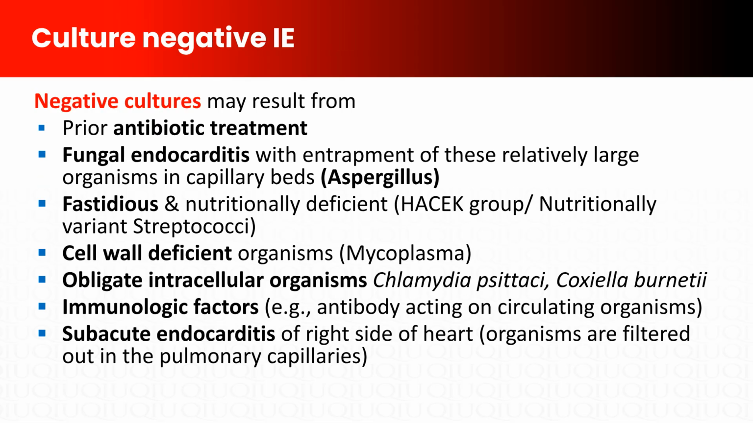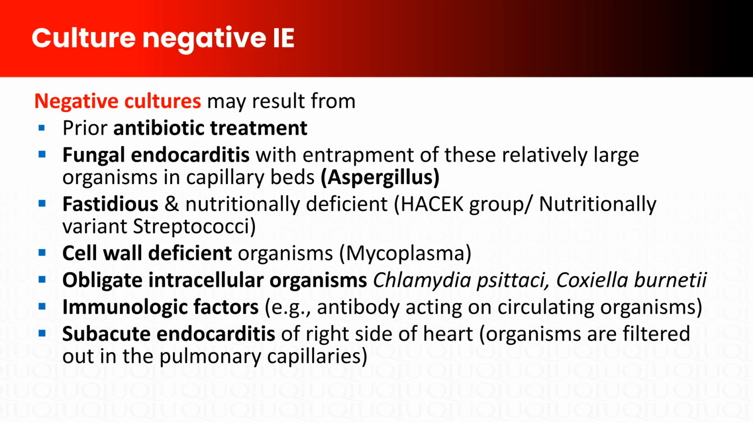Despite optimal technique, approximately 5 to 10% of IE cases have negative blood cultures. Let's understand why. The most common reason is prior antibiotic treatment. If the patient took antibiotics before blood cultures were obtained, organisms may be suppressed and won't grow. Always get cultures first. Fungal endocarditis, particularly Aspergillus. Fastidious and nutritionally deficient organisms grow poorly on standard culture media. This includes the HACEK group. Also nutritionally variant Streptococci that require special media.